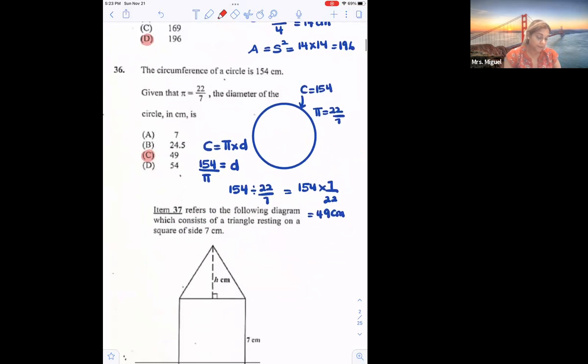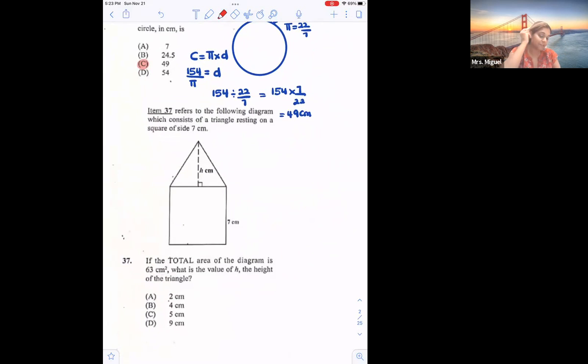All right, item 37. This is a repeated one. If the total area is 63, what is the value of the height? So here 7 by 7 is 49. So the area of the triangle is 63 minus 49, and 63 minus 49 is 14. So the area of a triangle, base by height over 2, is equal to 14.